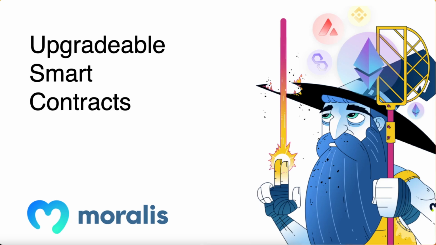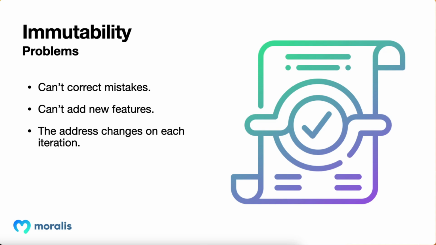Let's start by understanding what upgradable smart contracts are. As we already know, the blockchain is immutable, but immutability has its problems. First of all, you can't correct mistakes. It means that once you deploy your contract, if you have any bug or any risk vulnerability inside of it, well, sorry but you are doomed, because there is no way you can correct that.